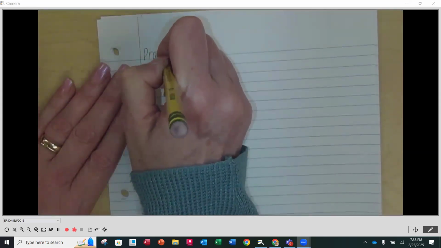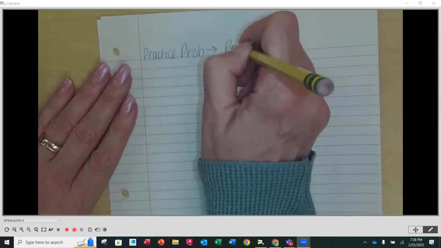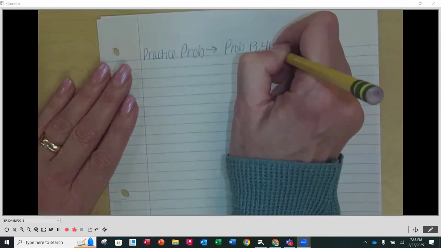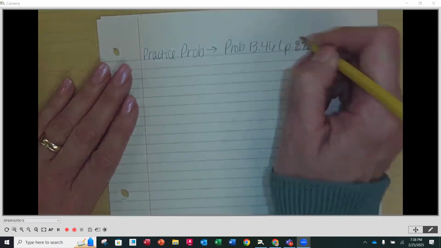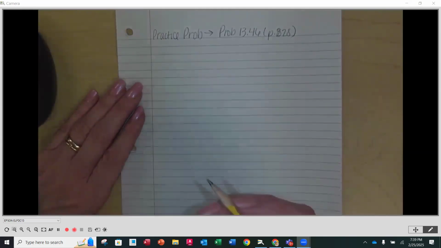So let's get started here. This is another practice problem, even though it is a problem out of the problem section. So this is going to be 1346. And this is again on page 828. Okay. Now, this is where we have some power efficiency. So that's why we went over those equations, and you're going to find that you have a problem or two that's going to relate to this as well.